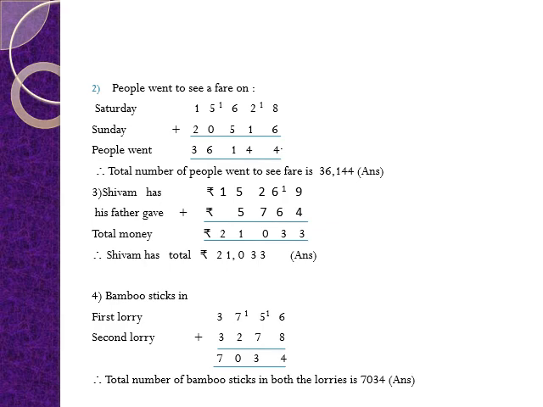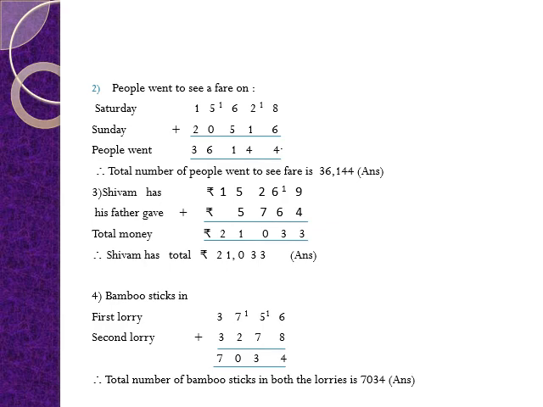I have done it for you. Then question number 3. Shivam has some amount of money and his father gave him some amount. Now you have to find out how much money he has. We have to add. How much money Shivam has and how much his father gave him. So you will write the amount Shivam has and the amount his father gave. Then the total of both amounts you will get is 21,033.